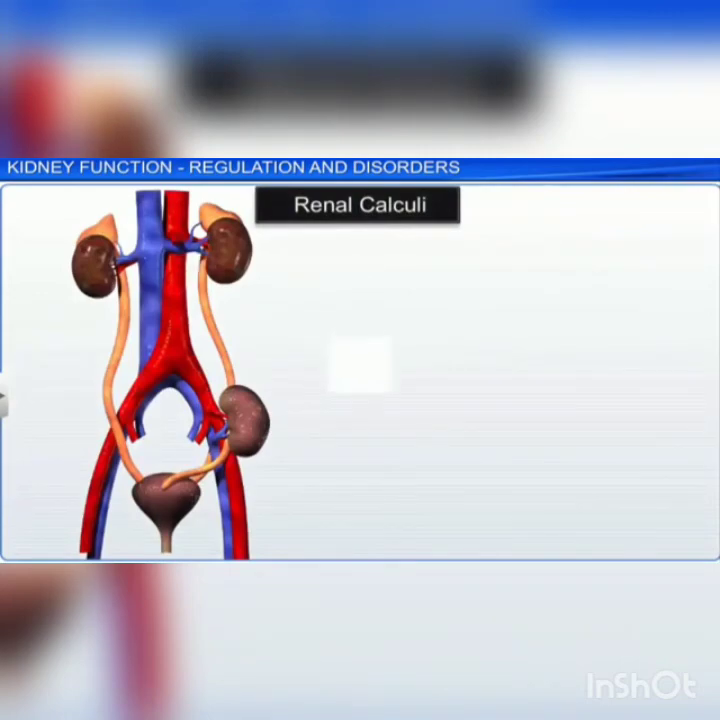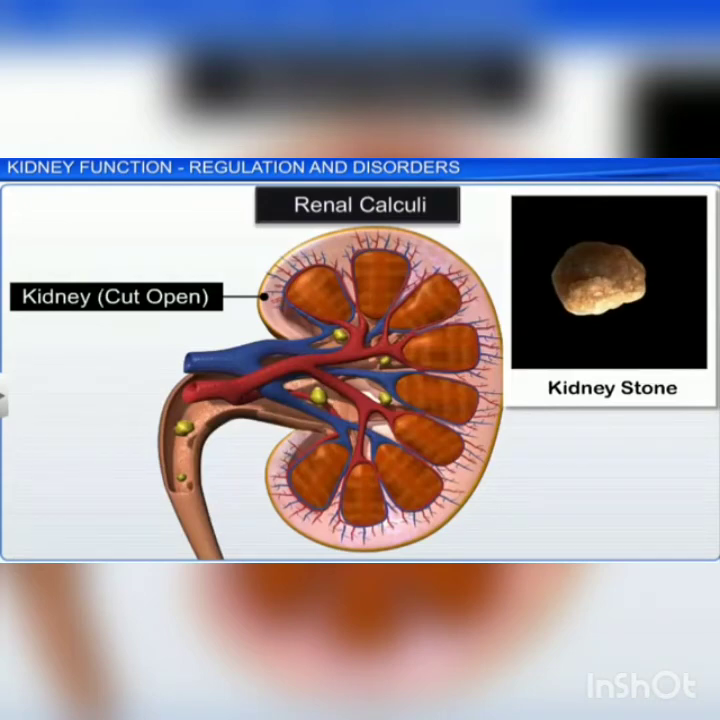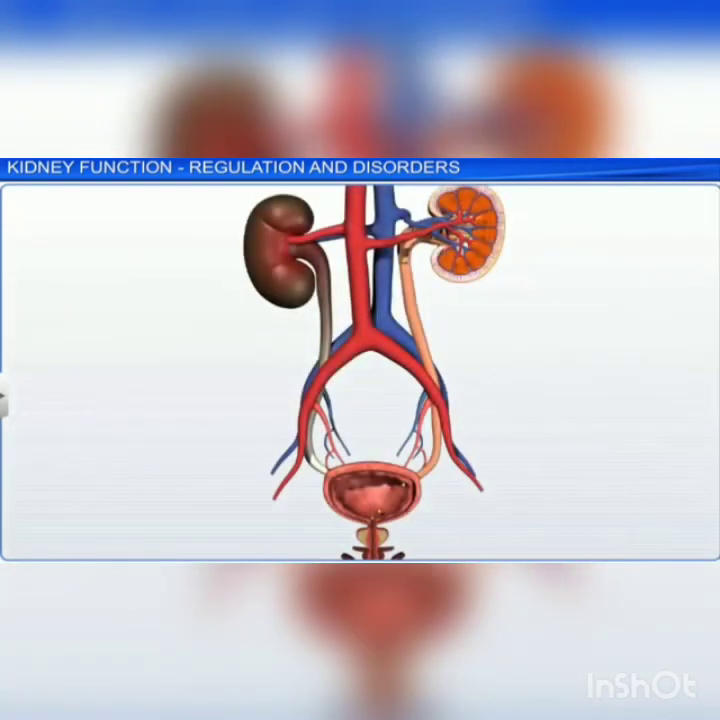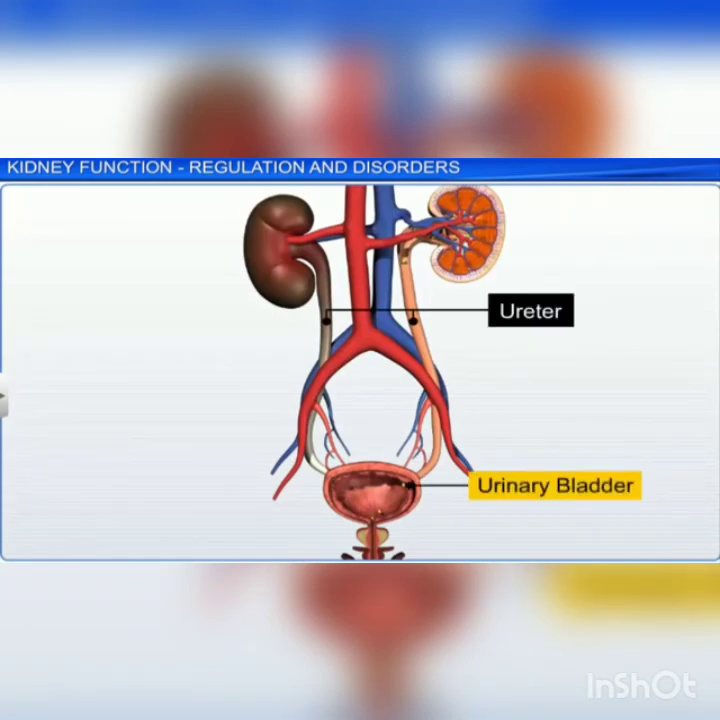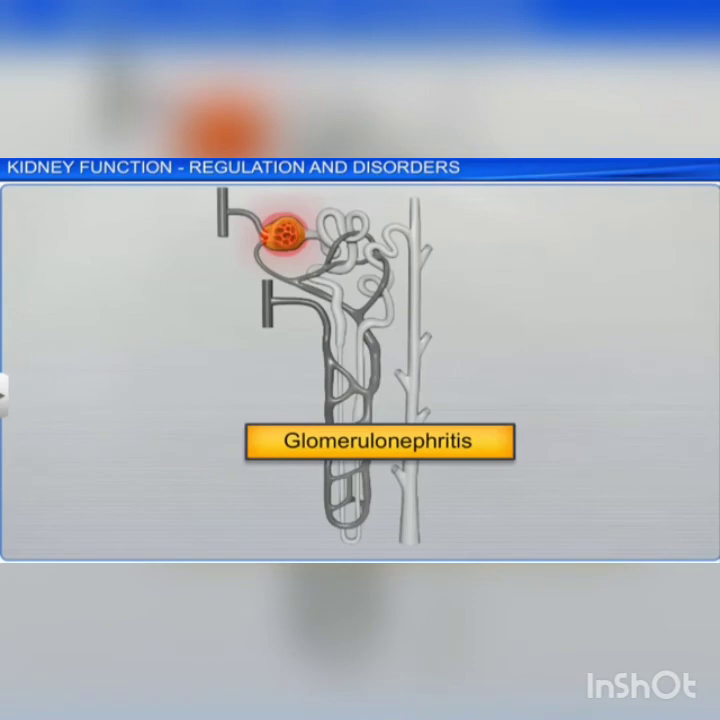Other disorders due to the malfunctioning of the kidneys include the formation of stones or insoluble masses of crystallized salts within the kidney, a condition known as renal calculi. These stones are usually salts of calcium, mainly calcium oxalate or calcium phosphate. Such stones are also formed in the ureter and the urinary bladder. Another disorder affecting the kidneys is glomerular nephritis, wherein the glomeruli of the kidneys get inflamed.